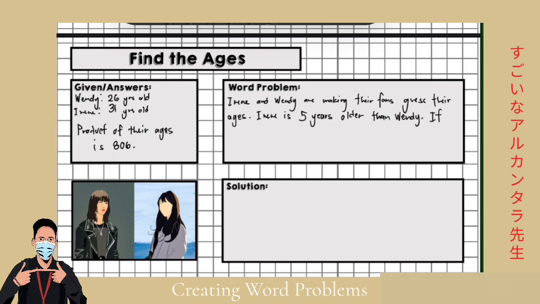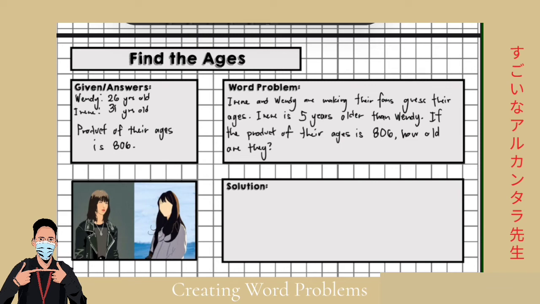And then this is where we will include the product. If the product of their ages is 806, how old are they? So that's it. We have created a word problem.